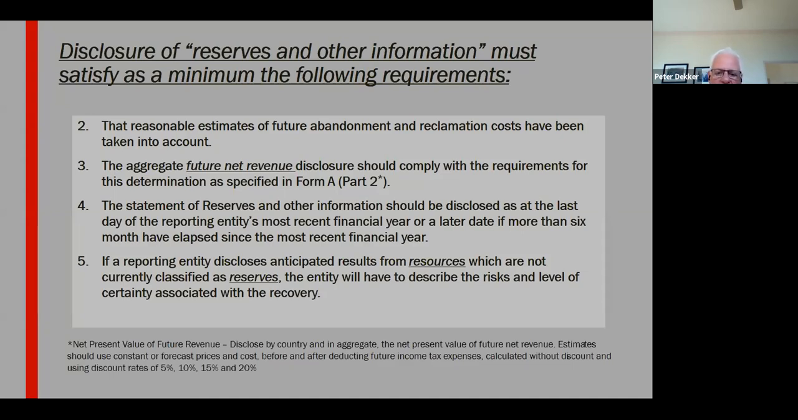If the reporting entity discloses anticipated results from resources, so not from reserves, but from resources which are currently not classified as reserves, that's clear, resources are not reserves, the entity will have to describe the risk and the level of certainty associated with their recovery. So resources always have contingency. So they can report on resources, but then we want them to describe on which contingencies these resources are depending. That has to be in the report.